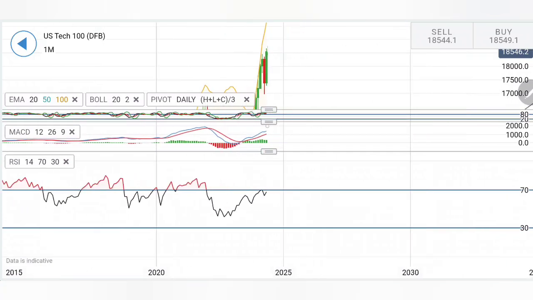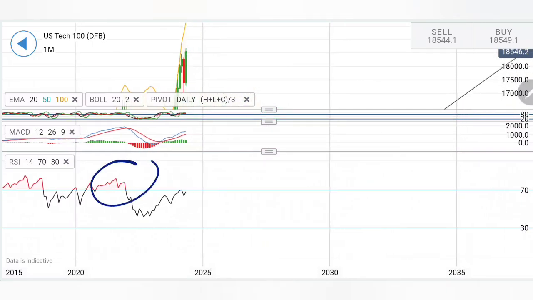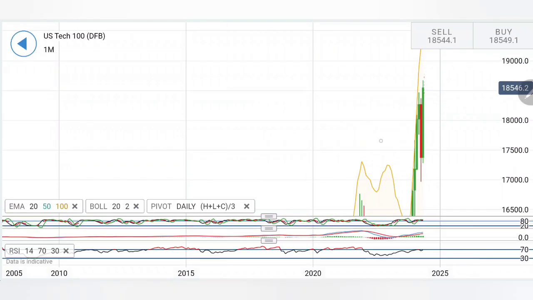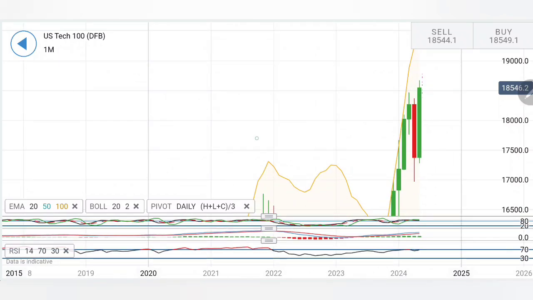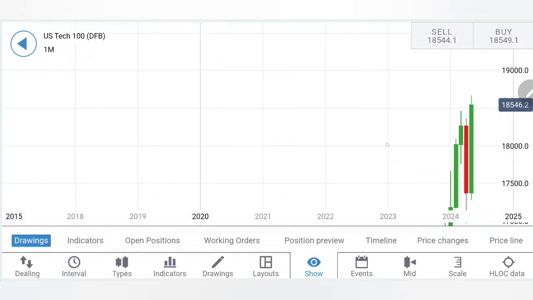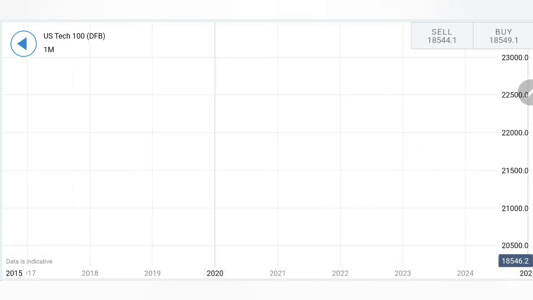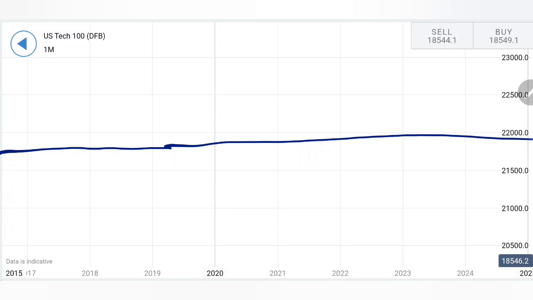For the last 3 times it has entered into the overbought zone, it has stayed there for months and months. So this time again it is on the verge of entering into the overbought zone. And now we have seen the charts, we have seen the indicators. Time for me to give you the trading levels and strategy such that you can all trade profitably and comfortably.